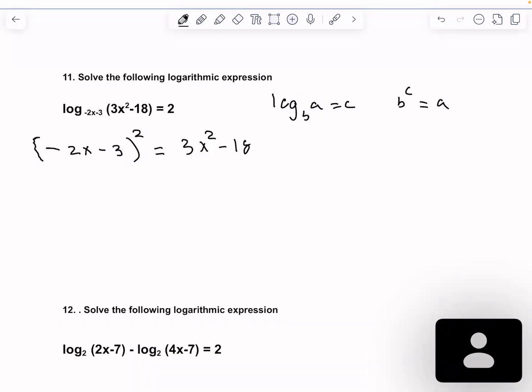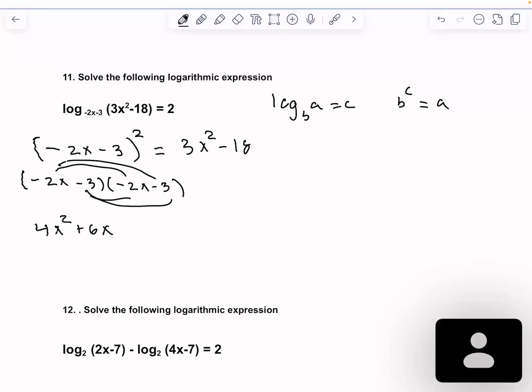Okay, so let's FOIL this out. Negative 2x minus 3 squared, that really means this. Right? So let's go ahead and FOIL. Negative 2x times negative 2x is 4x squared. Negative 2x times negative 3 is plus 6x. Negative 3 times negative 2x is plus 6x. And negative 3 times negative 3 is plus 9. And that equals 3x squared minus 18.